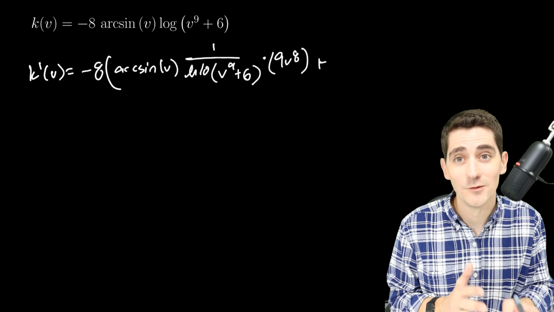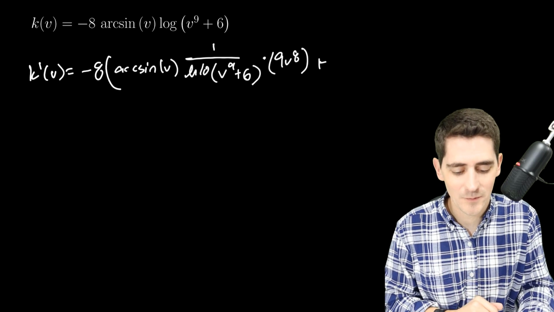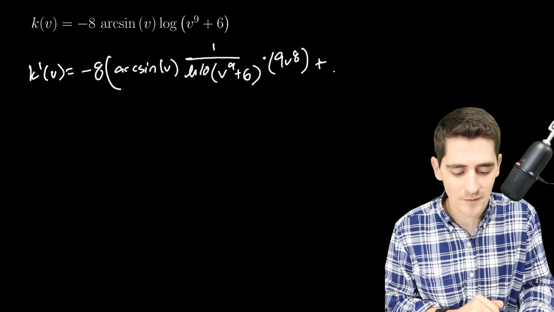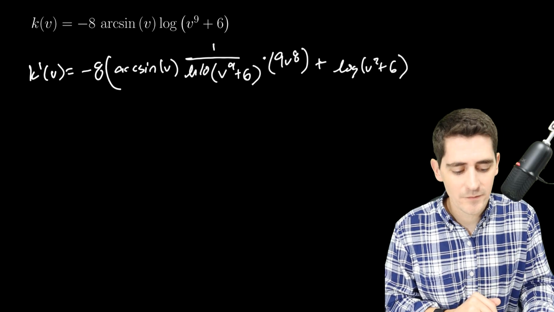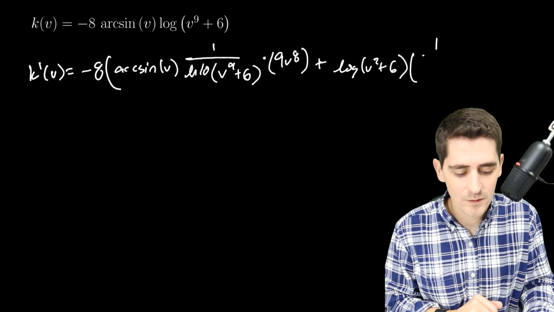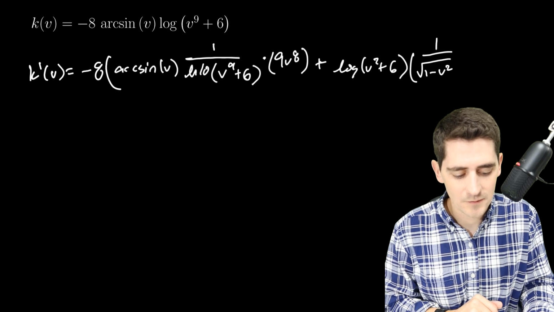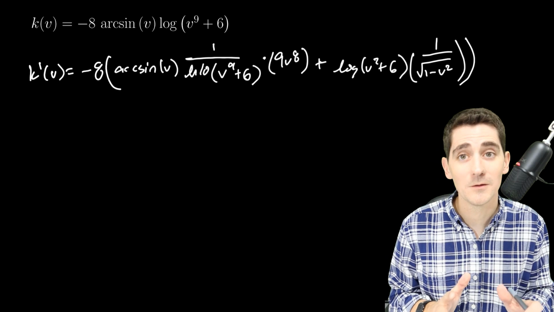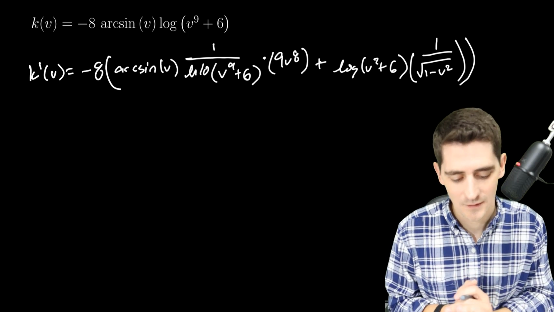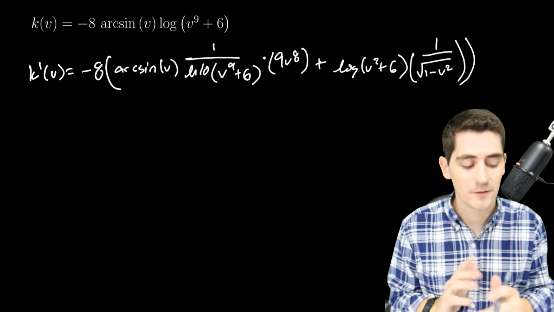Okay, that's the 1 and 2. So my 2 required chain rule. Now my second expression here is I have log of (v to the 9th plus 6), because that's 2, times the derivative of the first, which is going to be 1 over the square root of 1 minus v squared. Okay, and this is all being multiplied by negative 8. Very ugly. Let's just leave it like this. But hopefully you can see where the derivatives are coming from.